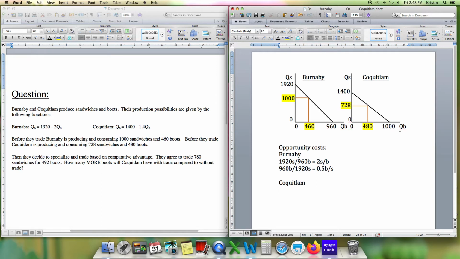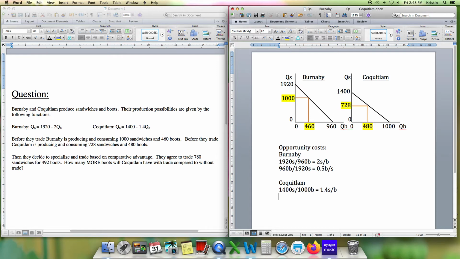Okay, so we'll do the same thing. Now, for boots, they could make a maximum of 1,000, but they would not be able to make any sandwiches. So they would give up 1,400 sandwiches to get 1,000 boots. So that is 1.4 sandwiches per boot. And then we'll go the other way.